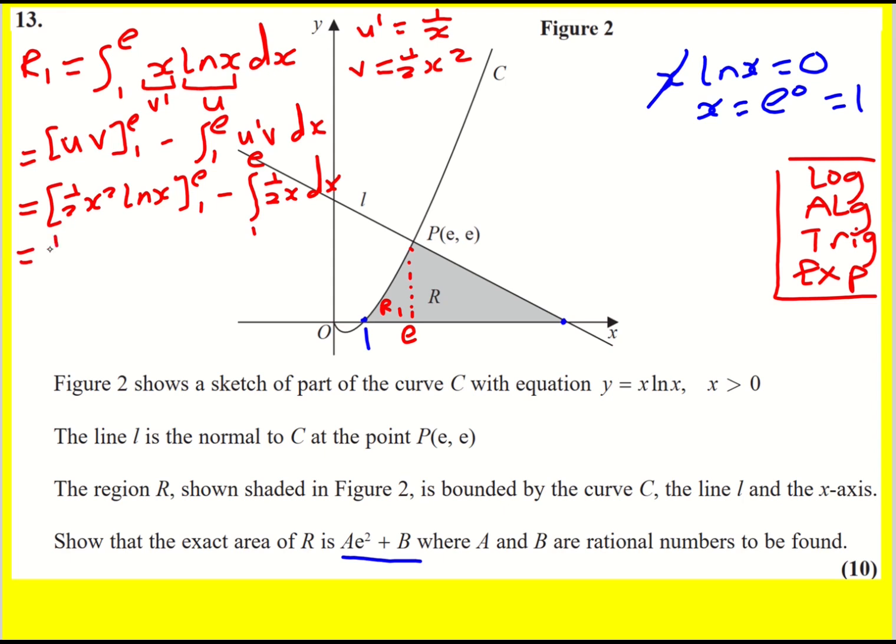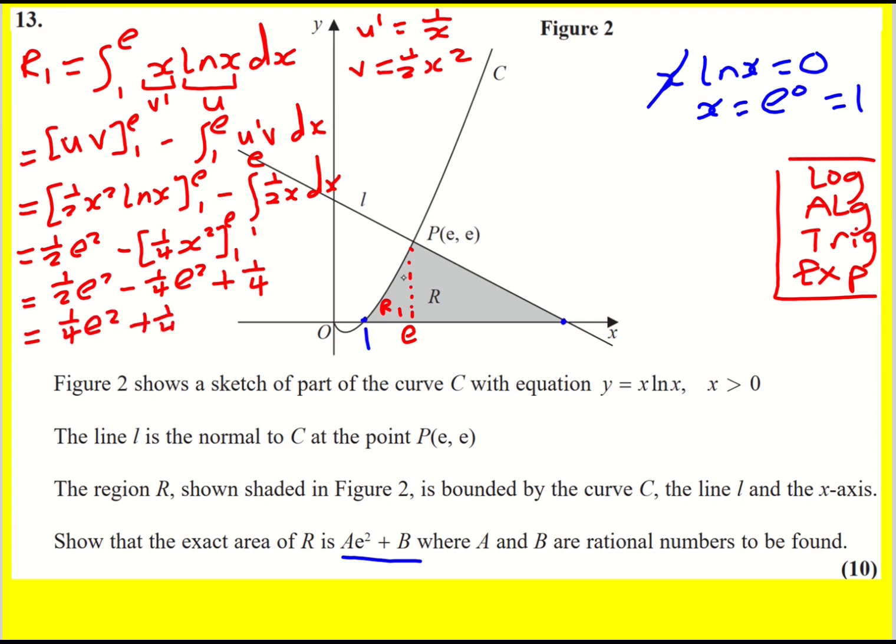I'll substitute this bit in, so I'll get a half e squared ln e, which is 1. And then I'm minusing half times 1 squared times ln 1. That just becomes 0. And then here I will get a quarter x squared evaluated between e and 1, which gives a half e squared minus a quarter e squared. This is in a bracket, it becomes plus a quarter, and therefore I've got a quarter e squared plus a quarter as my R1 area.